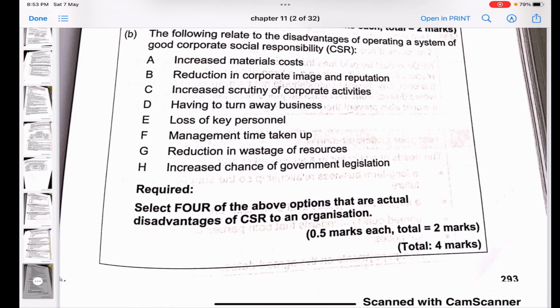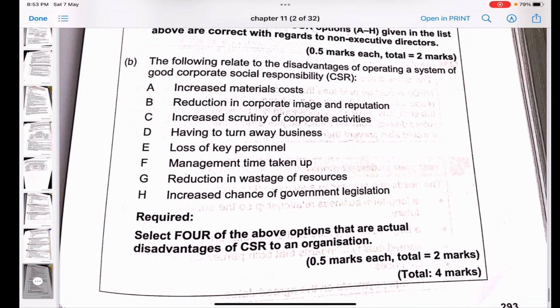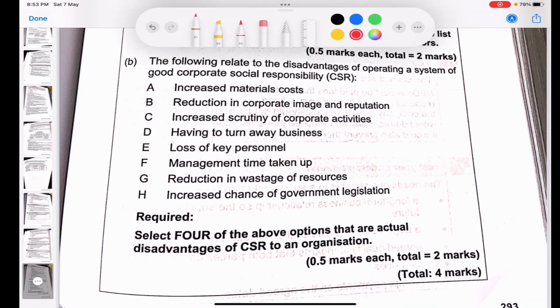In the next one, we need to do the disadvantages of CSR. CSR: increased material costs, increased scrutiny, management time is taken up, and having to turn away business. ACDF. I hope it's clear.